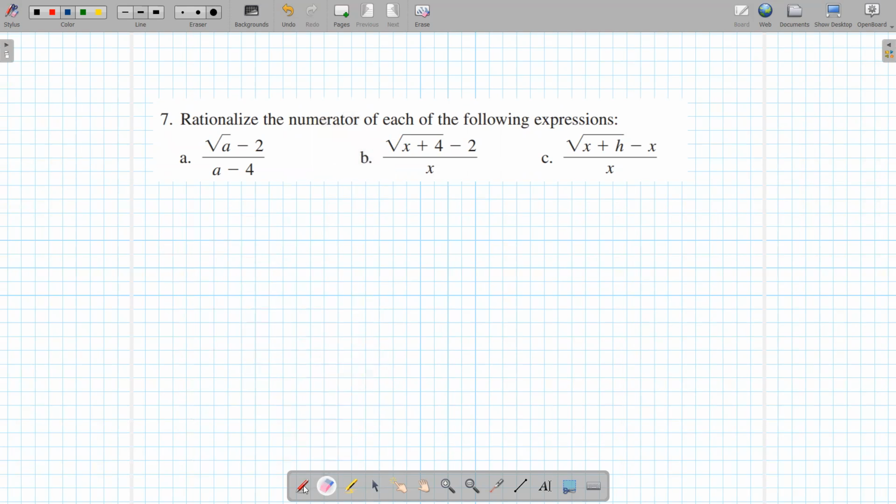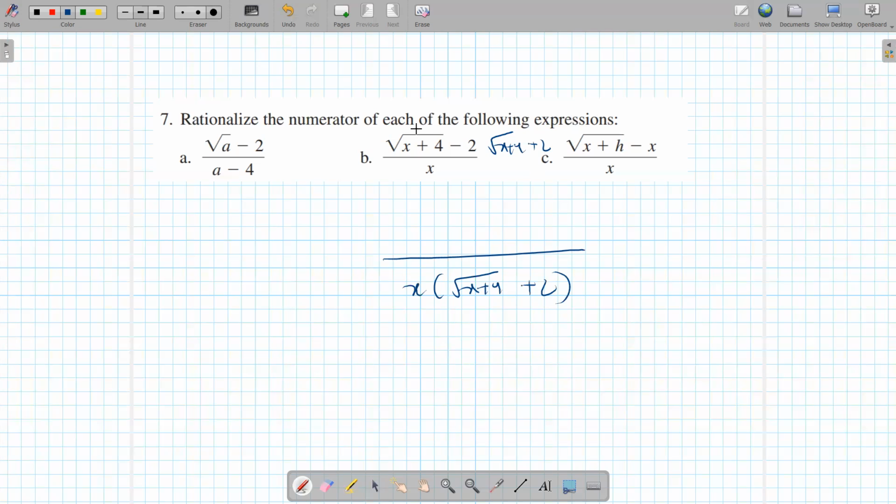B, same idea. Think of it in terms of difference of squares. The conjugate is not root x plus 4. What's the conjugate of B? You have to think of it in terms of difference of squares. Root x plus 4 plus 2. Yeah, that's it. Root x plus 4 plus 2 on the top, and on the bottom it's just going to be x times root x plus 4 plus 2. You can just leave it like this.